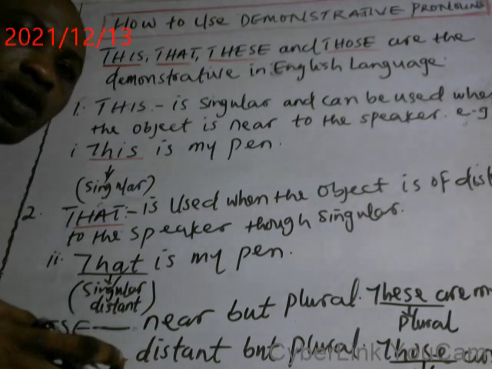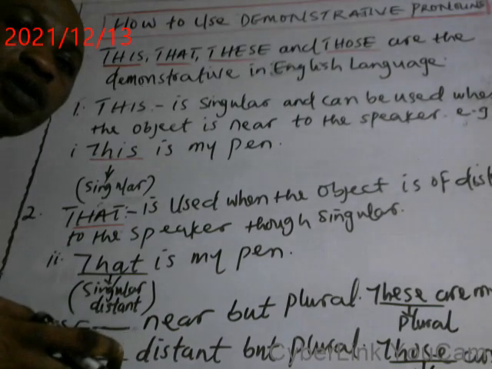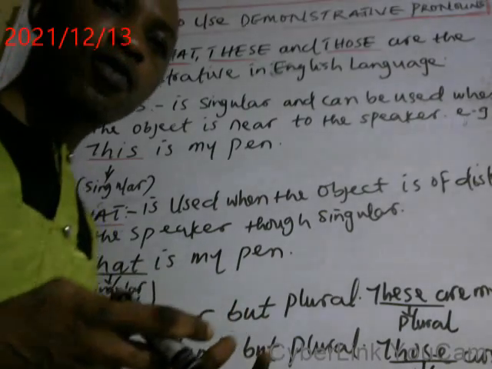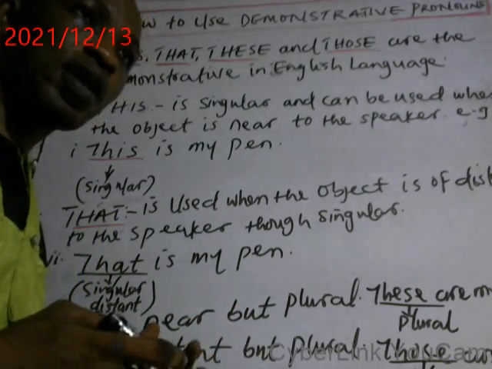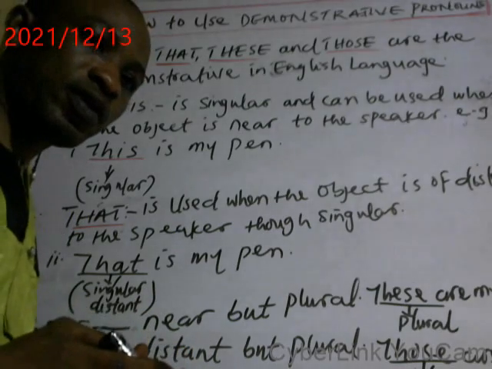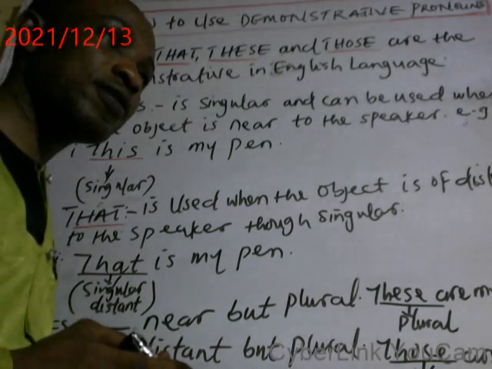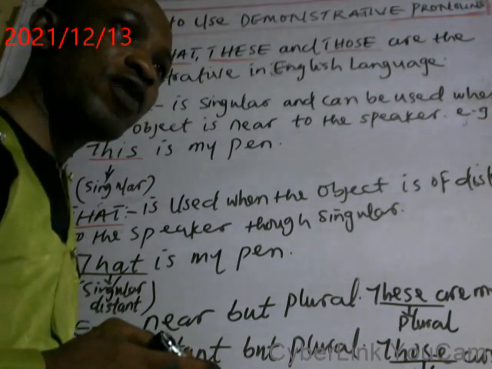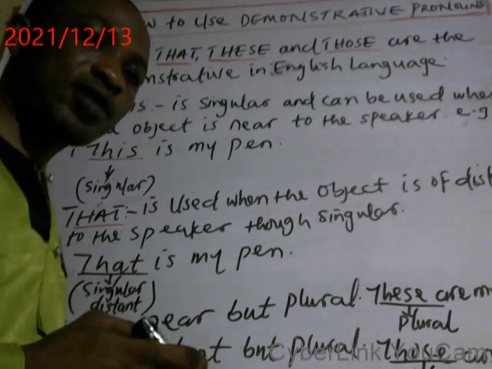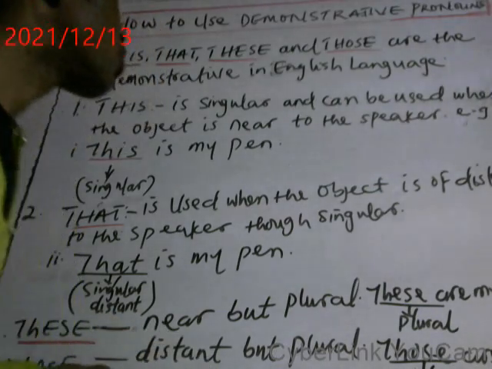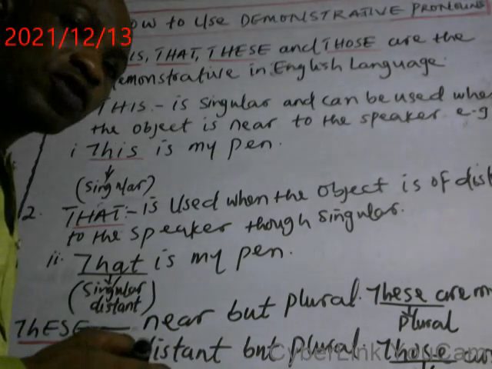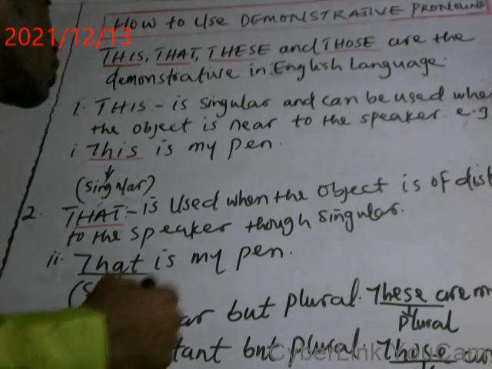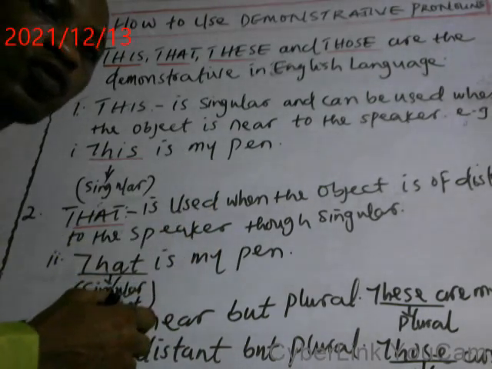However, how do we use them appropriately in English language, especially when we are writing as well as when we speak? Firstly, let's know the types of demonstrative pronouns that we have in English language. When we talk of demonstrative pronouns in English language, these are what we have in mind.